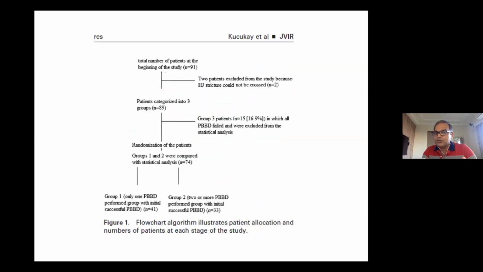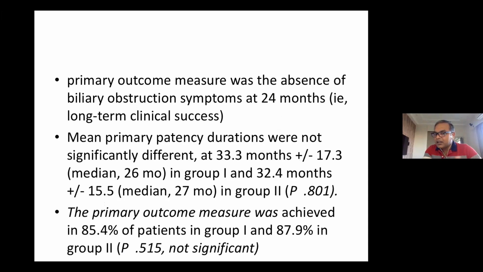They divided two groups. In the first group they did only one single balloon dilatation in the first procedure, put in the internal drains, and then changed them every 3 months. In the second group, they did more than one balloon dilatation, with every change, and the results were nearly the same. So additional balloon dilatation at the 3-month and 6-month follow-up is actually not required. The first-setting balloon cholangioplasty is the most important.